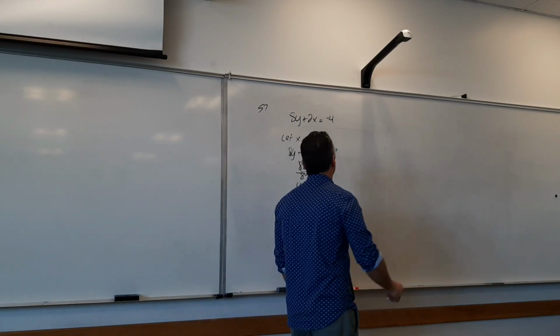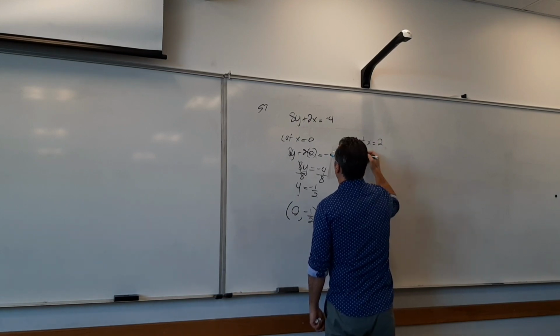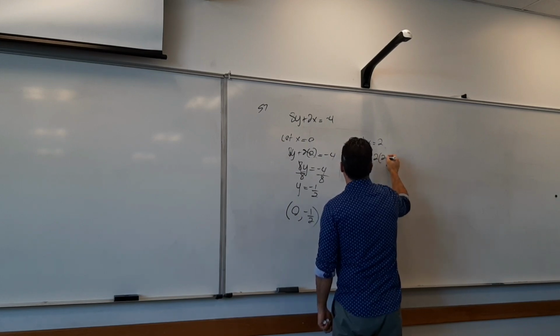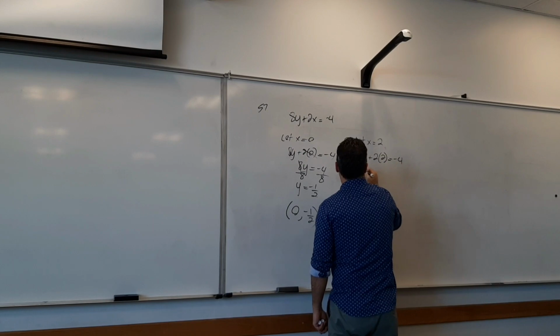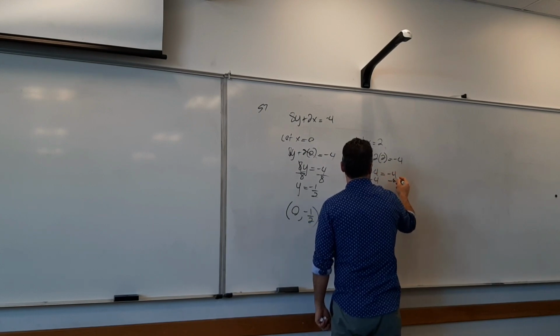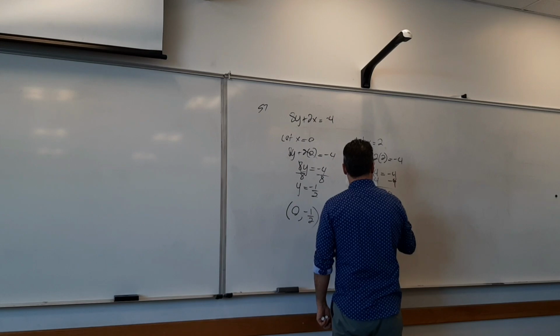Okay, all right. Let's do let x equal 2. And so I got 8y plus 2 times 2 equals -4. I got 8y plus 4 equals -4. I subtract 4, I subtract 4. This cancels. I get 8y equals -8. I divide by 8, I divide by 8. I get y equals -1.